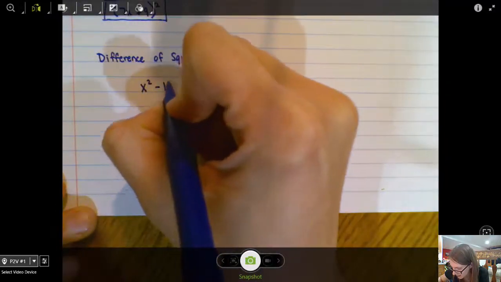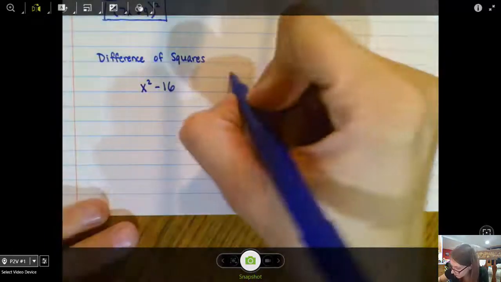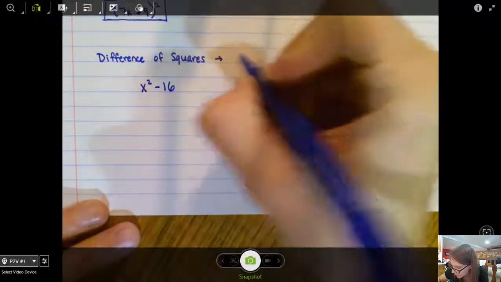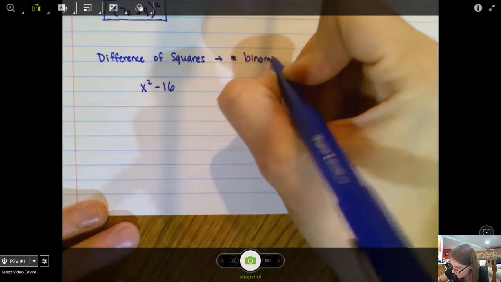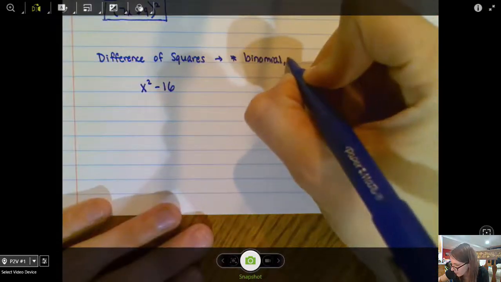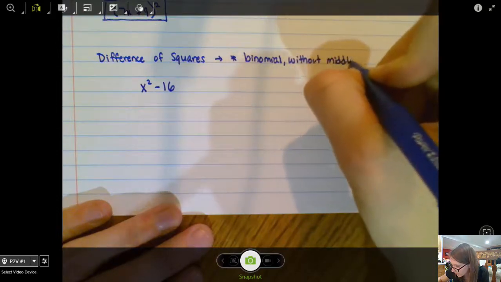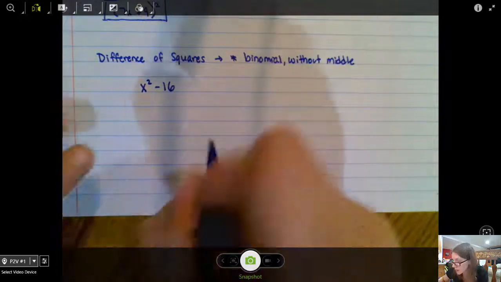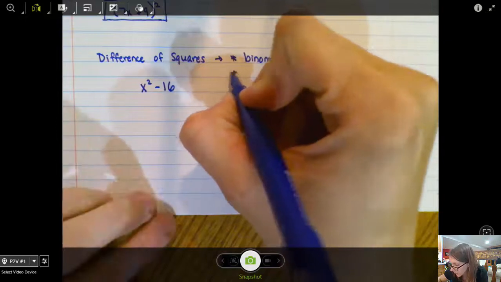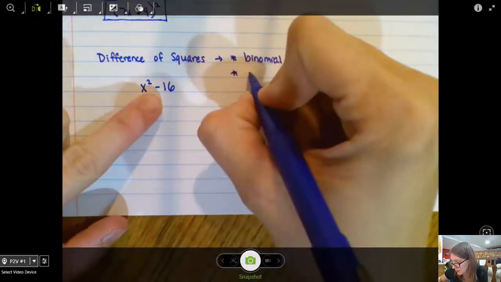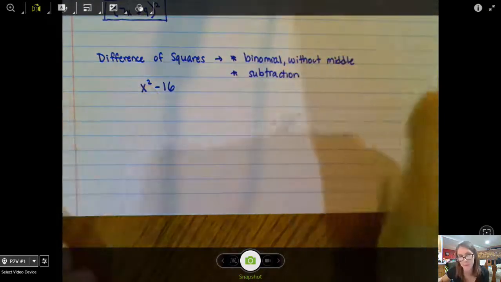x squared minus 16. Now you'll notice for differences of squares, you'll have a binomial without a middle term. So if you have a difference of squares, you'll have an x squared term and you'll have your constant. And it's a difference, meaning there's subtraction happening between those two terms.